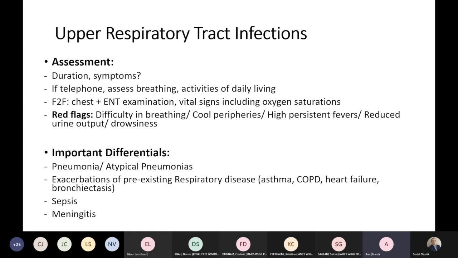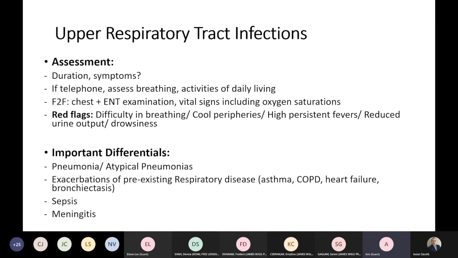So, often the point I want to try and get across is that because we see these presentations so commonly, we can start to develop a certain sense of bias, or an unconscious bias, where we start to get used to thinking, oh, it is just a common cold, and we may tend to go down the lines of reassuring patients.